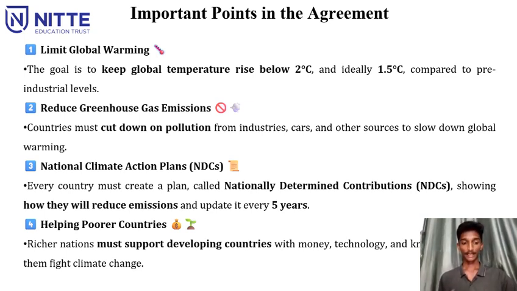Helping poorer countries. Rich countries must provide financial aid, technology, and training. Example, helping a country build solar power or deal with rising sea levels, or helping them in agriculture for the farmers, etc.